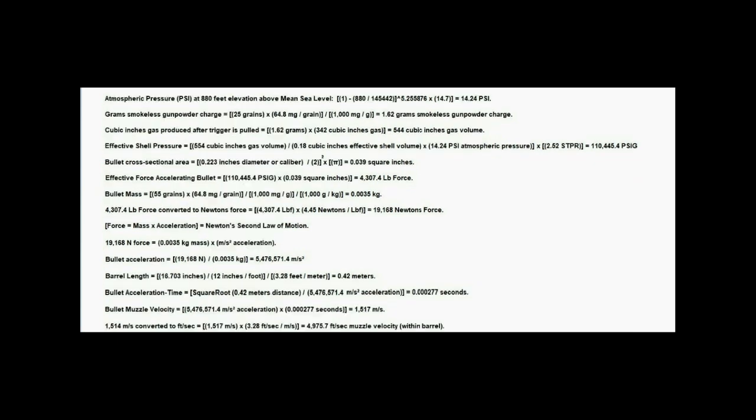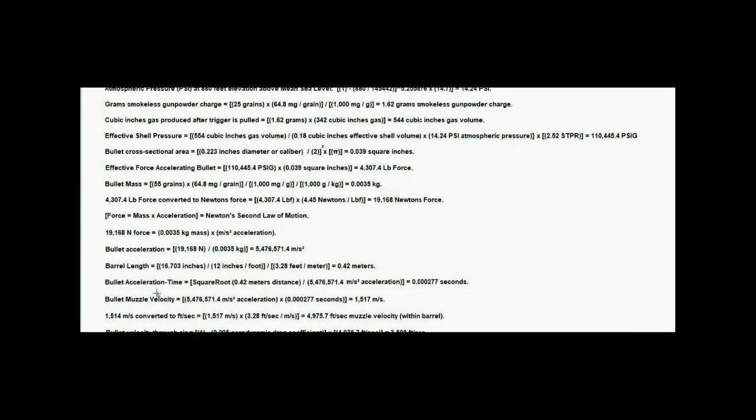The next step is to compute the bullet's acceleration time, so we have to convert the effective barrel length into meters, and then we can use the acceleration is equal to distance divided by time squared formula, and then solve for the time component by taking the square root of the ratio of the effective barrel length divided by the bullet's acceleration. So this then yields a bullet acceleration time equal to 0.000277 seconds.